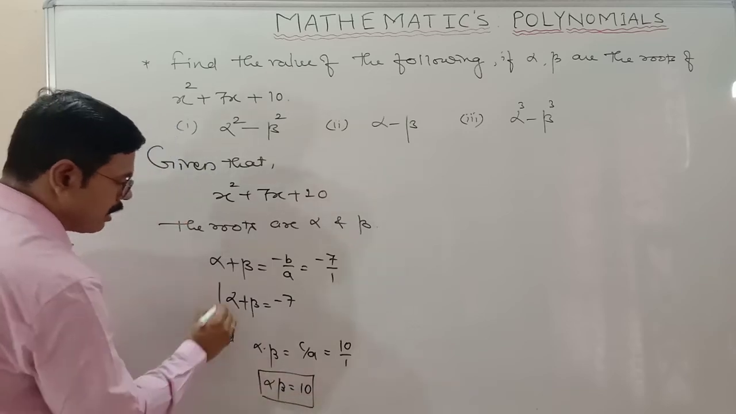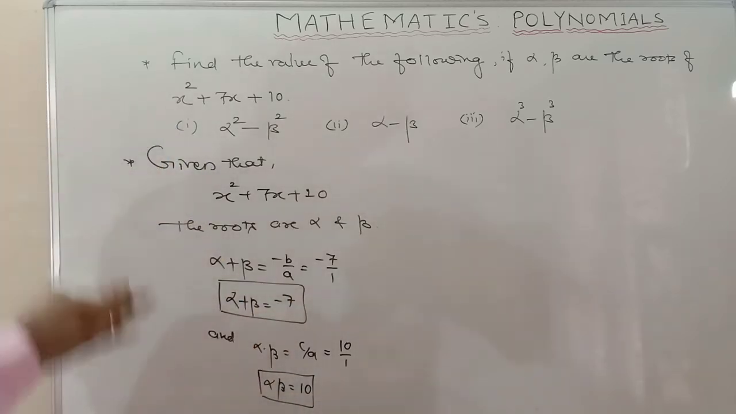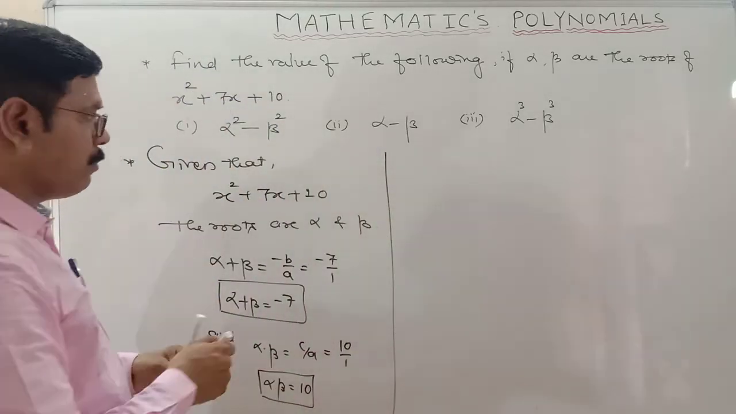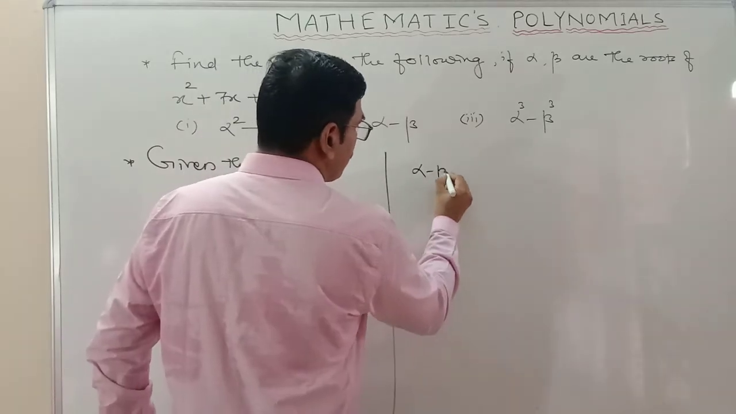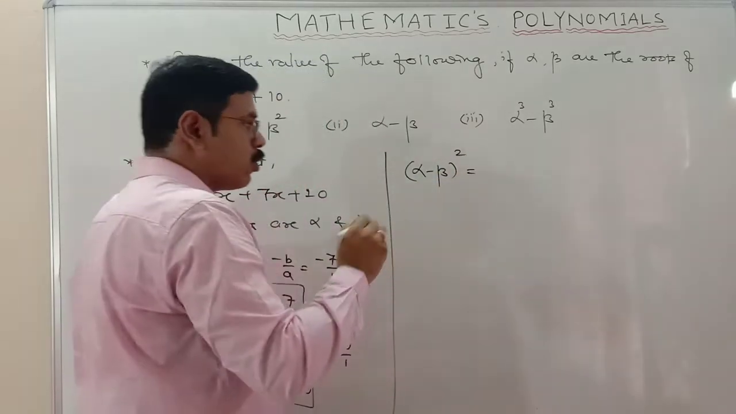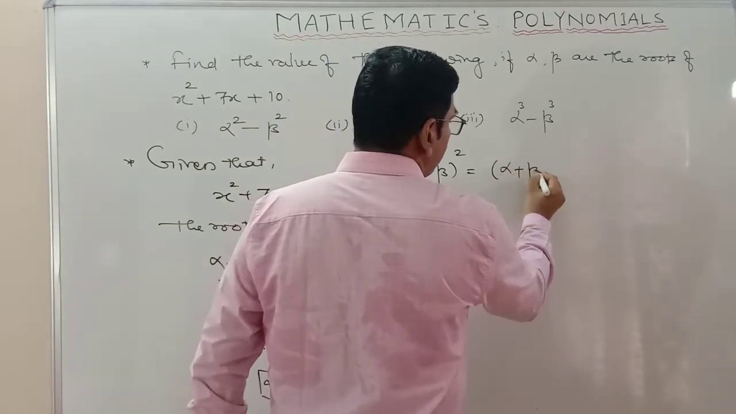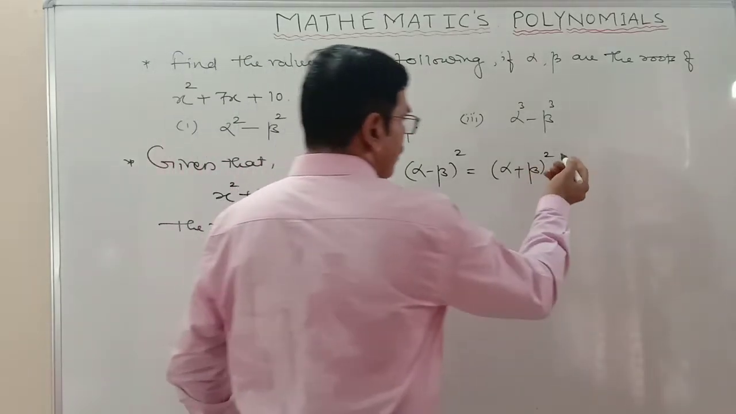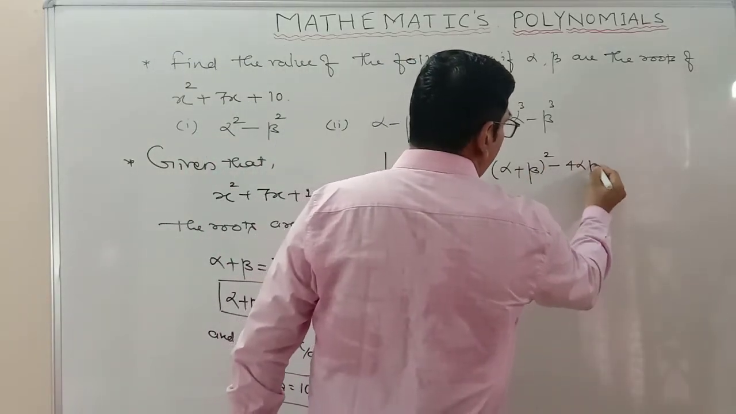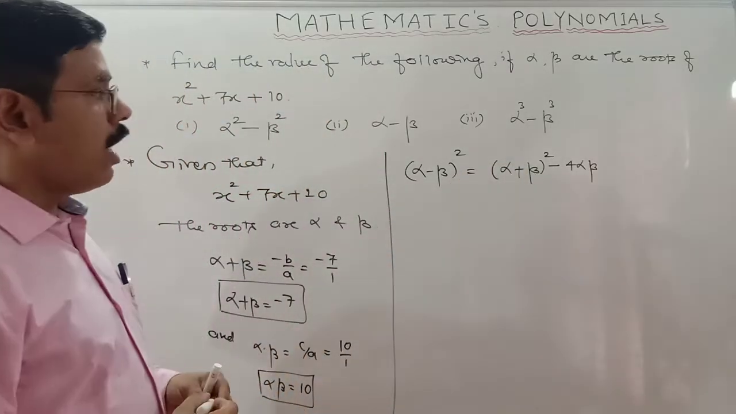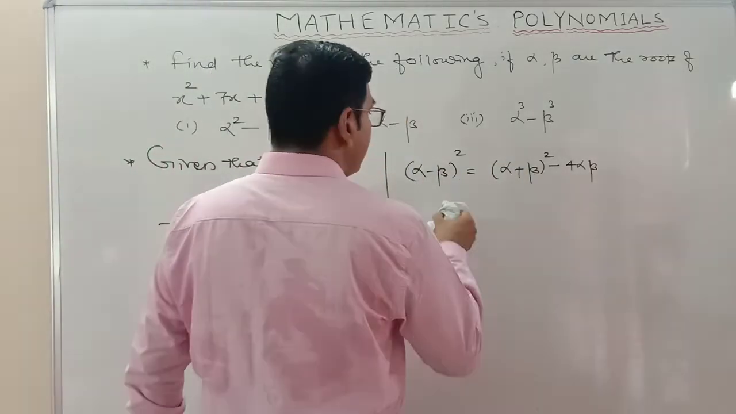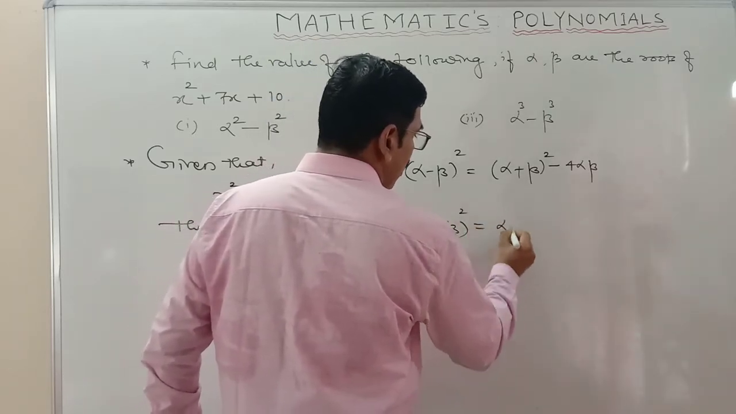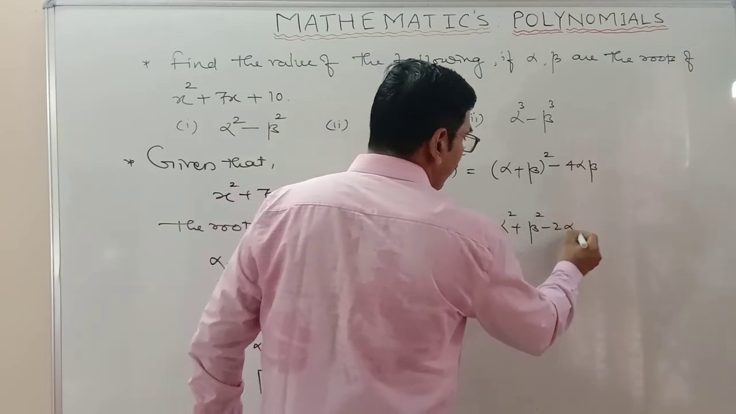Now you determine the value of alpha plus beta and alpha beta. Okay, so you can determine the value of alpha minus beta from here. How? That's very simple. What is alpha minus beta whole square? You should know that it is alpha plus beta whole square minus 4 alpha beta. This is the formula. How to determine this? ये कैसे आया? That's very simple, as you know, alpha minus beta whole square is equal to alpha square plus beta square minus 2 alpha beta.